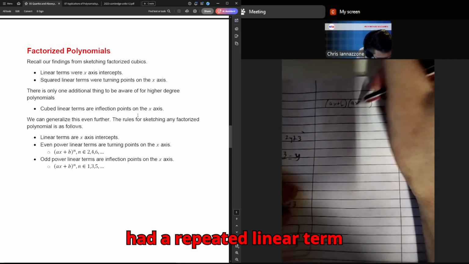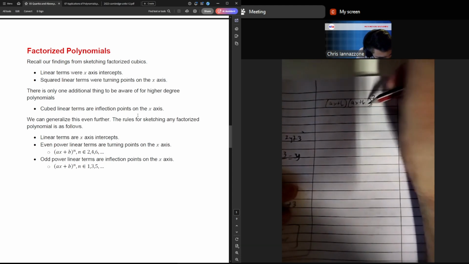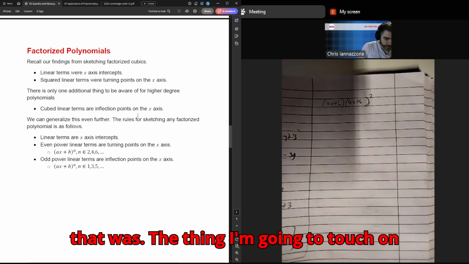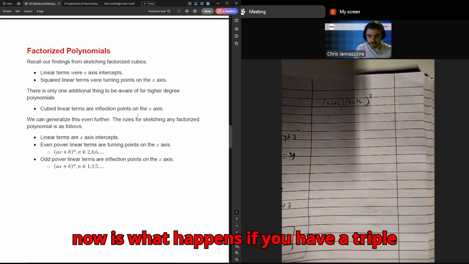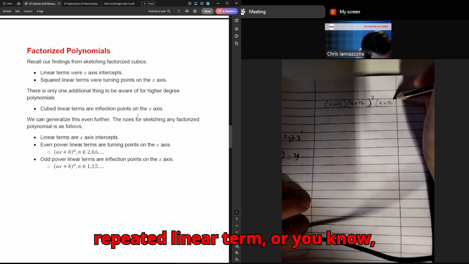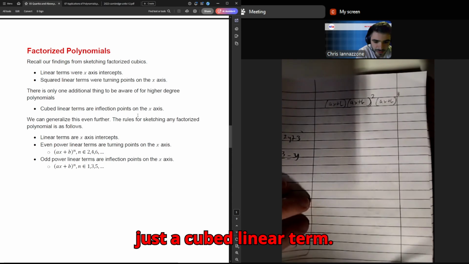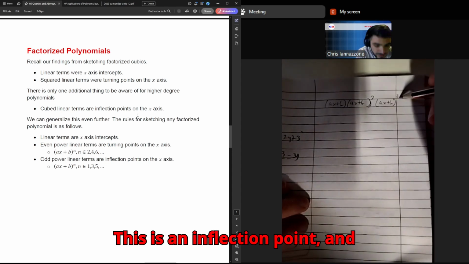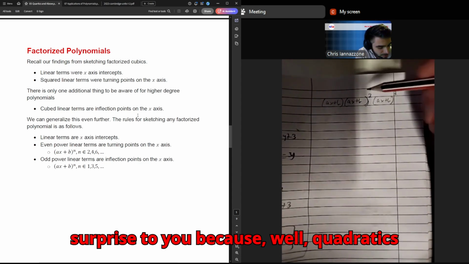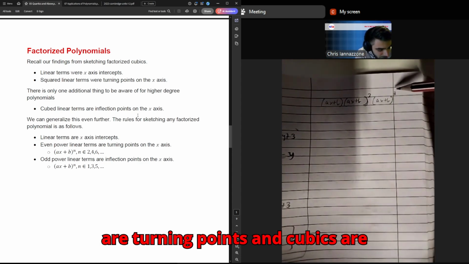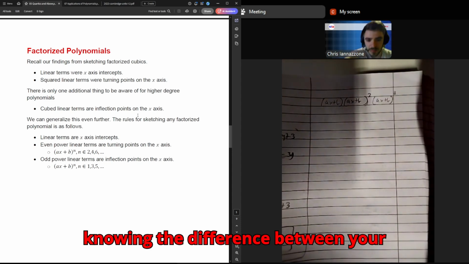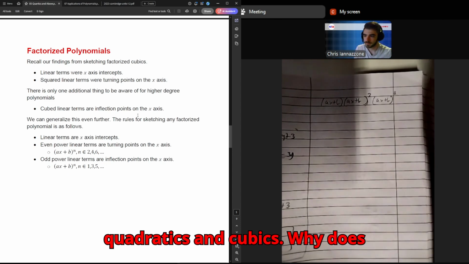Whereas if you had a repeated linear term where it was squared, that would be a turning point, whatever the solution to that was. The thing I'm going to touch on now is what happens if you have a triple repeated linear term, or just a cubed linear term. This is an inflection point, and that probably wouldn't come as much surprise to you because quadratics are turning points and cubics are inflection points. So really it's just knowing the difference between your quadratics and cubics.